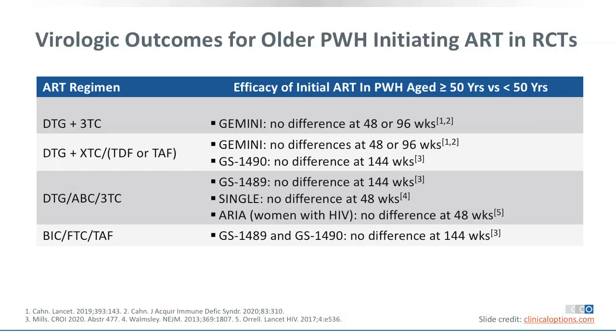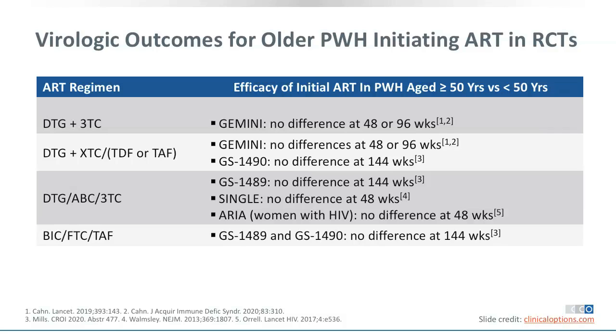So, no recommendation in older people. Is this right? Let's go to the information coming from randomized clinical trials. As you know, they always analyze the treatment response stratified by age. So we have information for dolutegravir 3TC. We have information for dolutegravir plus any form of tenofovir and 3TC or FTC. We have information for the co-formulation dolutegravir abacavir 3TC.